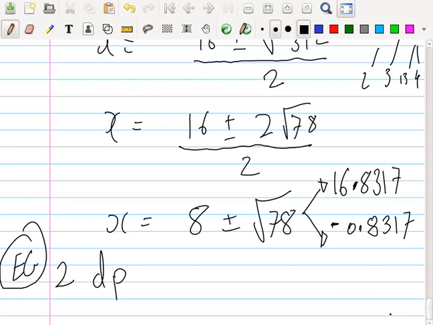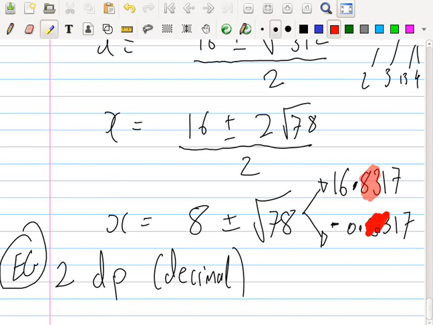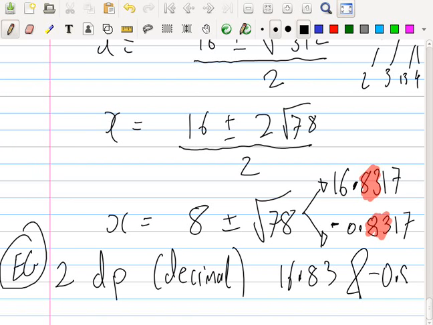As an example, let me show you two decimal places. Two decimal places, you could probably figure it out, means after the decimal, that's what this is called, the decimal point, go two numbers only. So that means the answer is 16.83 and minus 0.83.